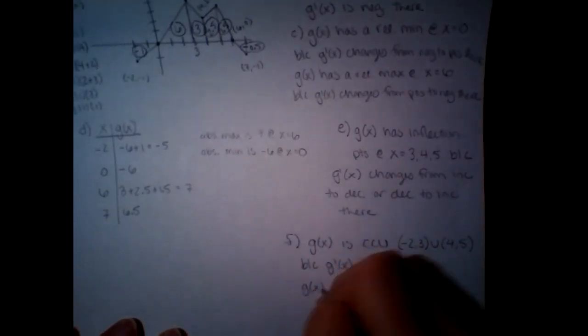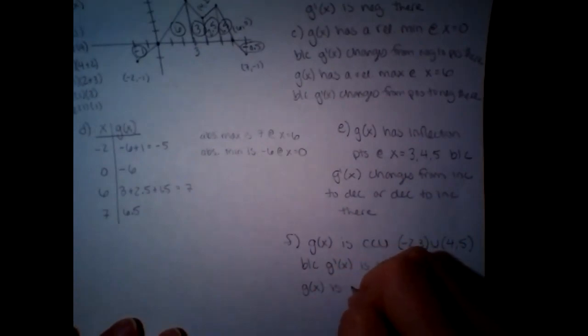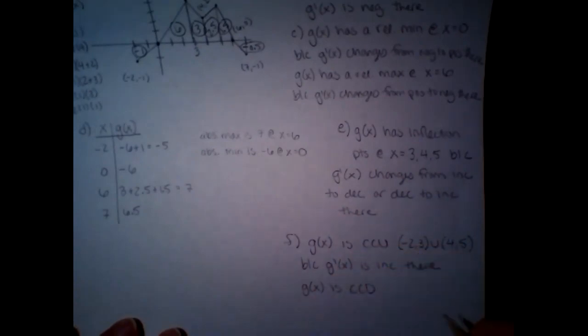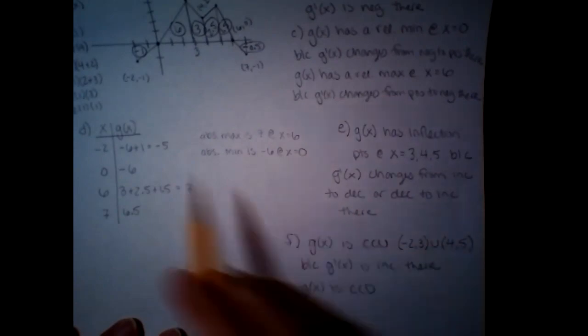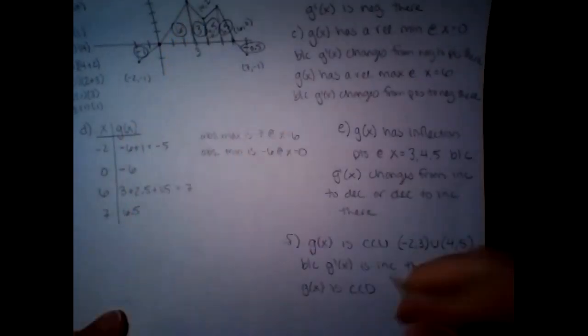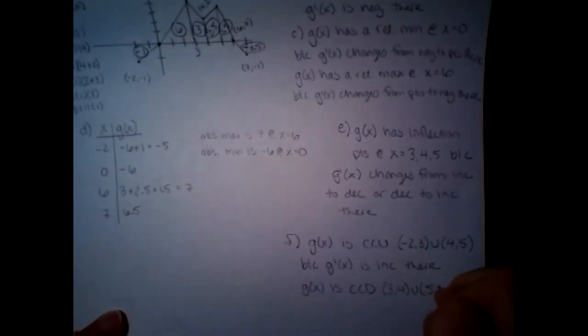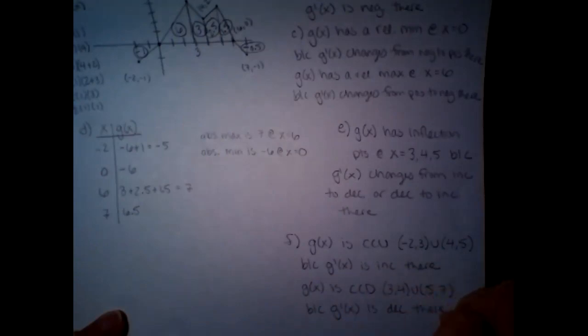And then decreasing. So G of X is, oh, I'm sorry, not decreasing, concave down. Concave down when the derivative graph is decreasing. So concave down is when the derivative graph is decreasing. So that is going to be from 3 to 4, and then also from 5 to 7, because G prime is decreasing there.